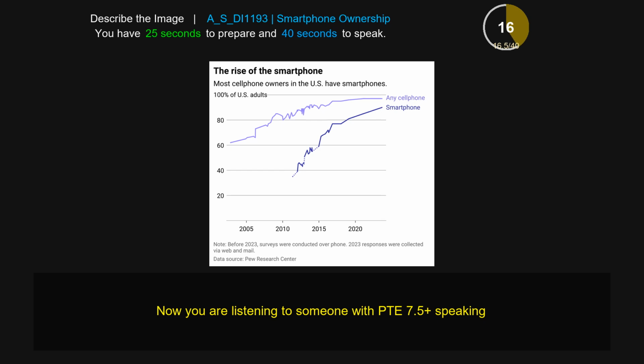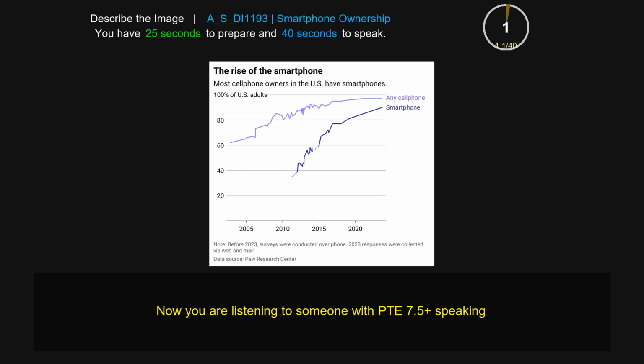On the x-axis there is a percentage of 20 to 80 and on the y-axis there are years starting from 2005 to ending 2020. The maximum portion covered by any cell phone is in 2020 in the range of 100% and the minimum value covered by any cell phone is 60%. Maximum value of smartphone is covered by 2020 which is 80% and the minimum value is in the year of 2010.